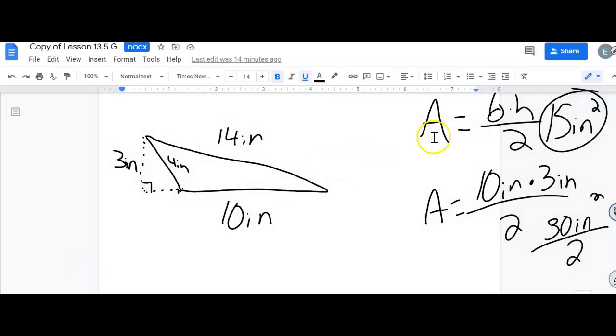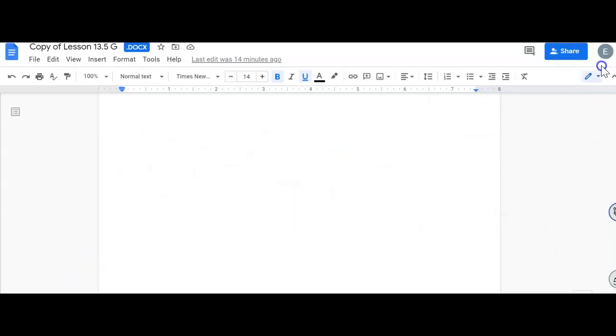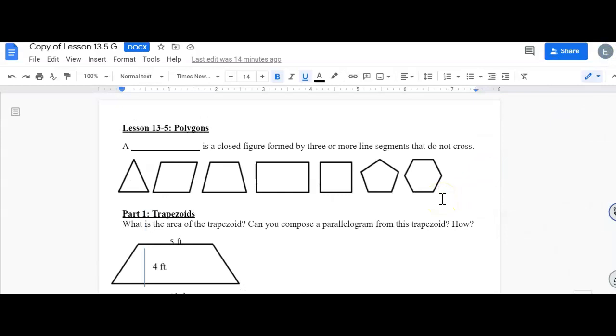We're going to start lesson 13.5 today. It says a blank is a closed figure formed by 3 or more line segments that do not cross. What's going to go here? Lincoln. Not a square. That would be an example. Wait a minute. Polygons. Good. You're going to put polygons in this blank. A polygon is a closed figure formed by 3 or more line segments that do not cross.